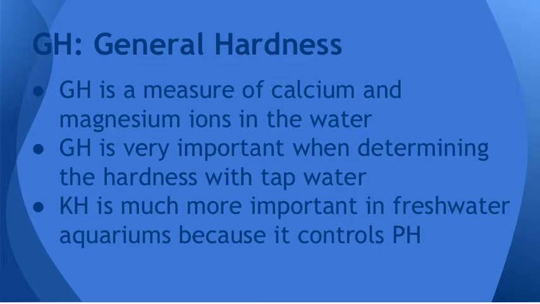Our first subcategory of water hardness is general hardness. GH is a measure of the magnesium and calcium ions in the water. GH is very important when determining the hardness with tap water. KH is much more important in the freshwater aquariums because, like we said, it controls pH.